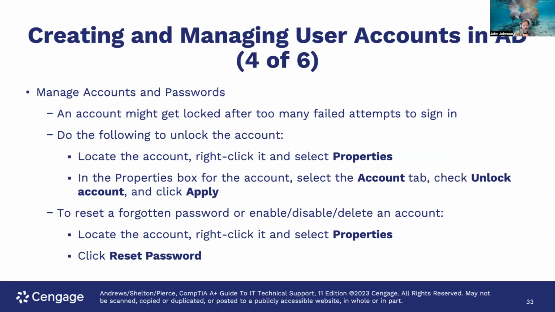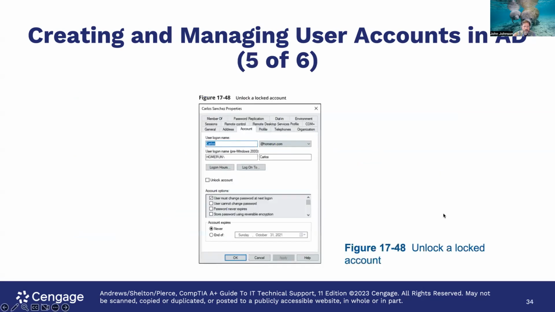You can do the following to unlock an account. You can locate the account, right-click on it, and select Properties. In the Properties box for the account, select the Account tab and check Unlock account. There's a little checkbox there, and click Apply, and that'll do it. And then you can also reset a forgotten password. To do that, you locate the account, right-click on it and select Properties. Then you click on Reset Password, and that does your password change for you.